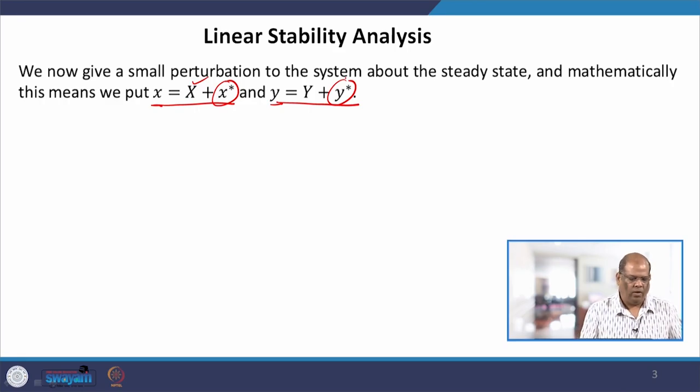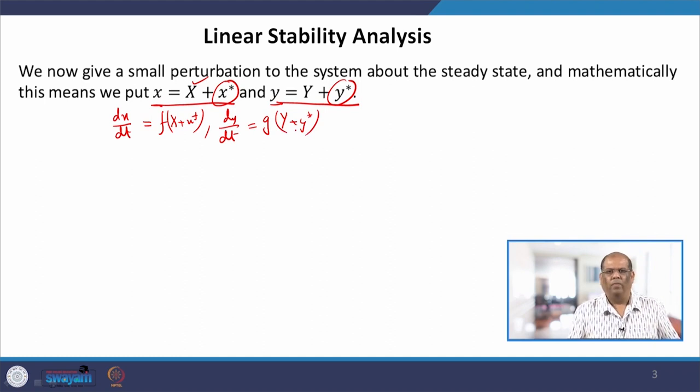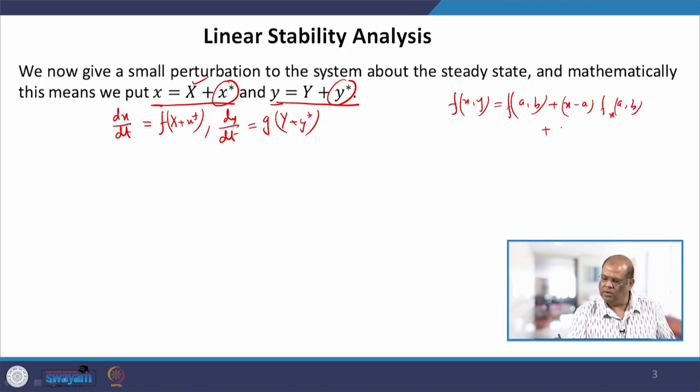If you do that, you will get dx/dt equal to f of x plus x*, and dy/dt equal to g of y plus y*. Now we will be using the Taylor series expansion. If you recall, the Taylor series expansion is f(x,y) equal to f(a,b) plus (x minus a) times fx at the point (a,b) plus (y minus b) times fy at the point (a,b) plus higher order terms. Since we are interested in linear stability analysis, we take only the linear terms.